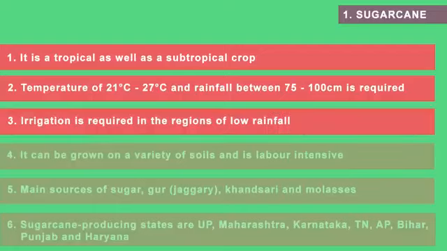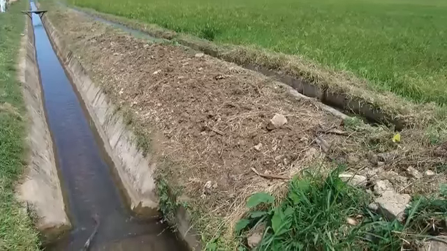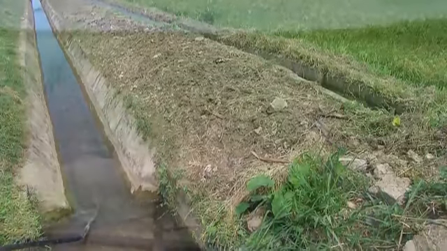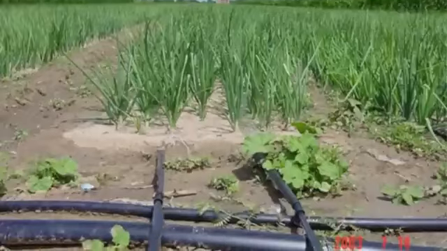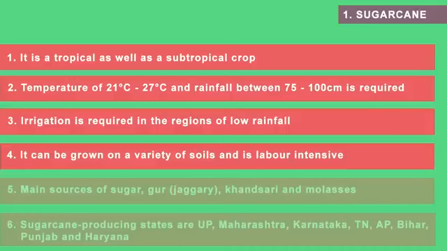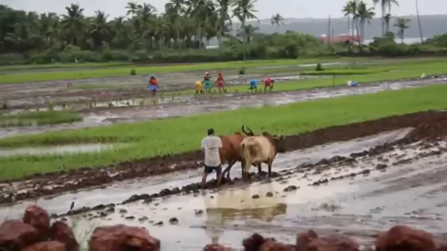So where there is low rainfall, you need irrigation. The meaning of irrigation is drawing water from nearby canals or dams, because that is the best substitute for rainfall. There's nothing else. So one good thing about sugarcane is that it can be grown on a variety of soils, meaning it doesn't need any one ideal soil. But then you need manual labor because it is a labor intensive crop.